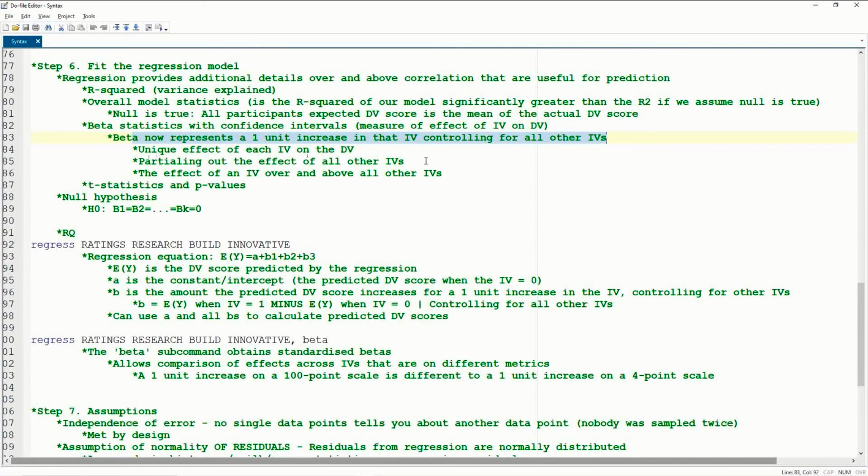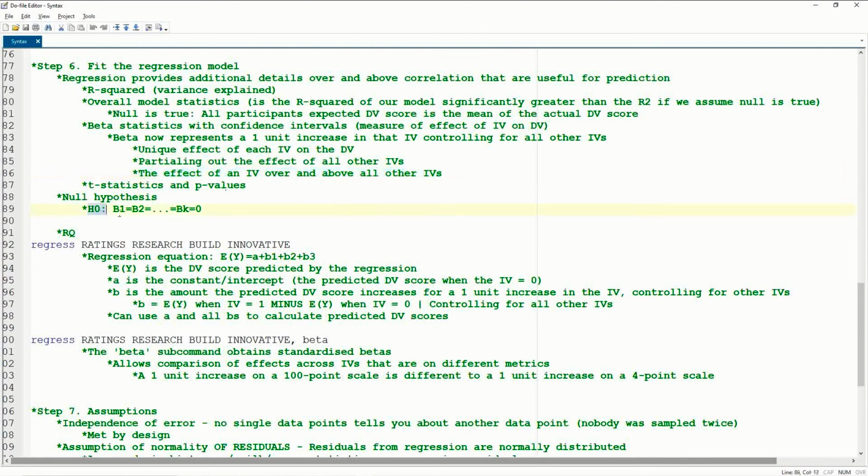Other ways that you could say controlling for all the other IVs is saying this is the unique effect of each IV on the DV. Another way is saying you're partitioning out the effect of all the other IVs, or you might also say the effect of one IV over and above all the other IVs. No matter how you want to think about it, all we're talking about when we get to our betas and all the statistics attached to them now is just the unique effect of one IV. So we're partitioning out the overlap. We still get t statistics and p-values that are interpreted the same way.